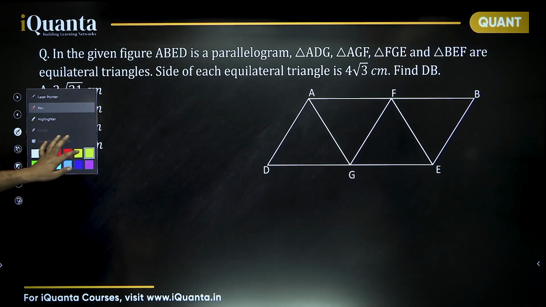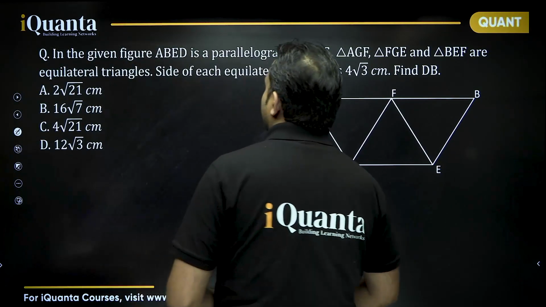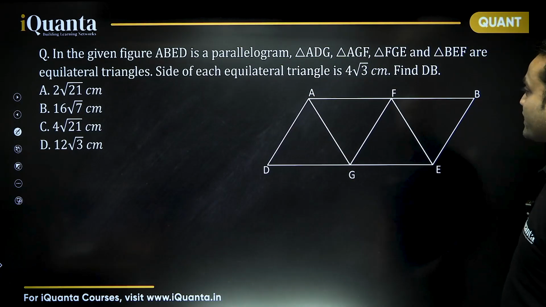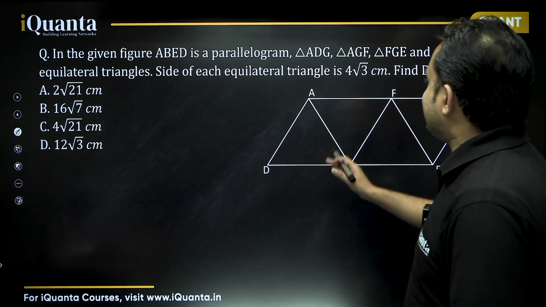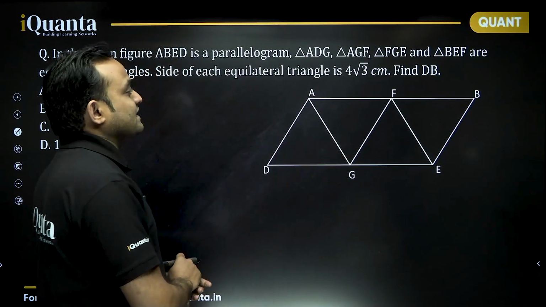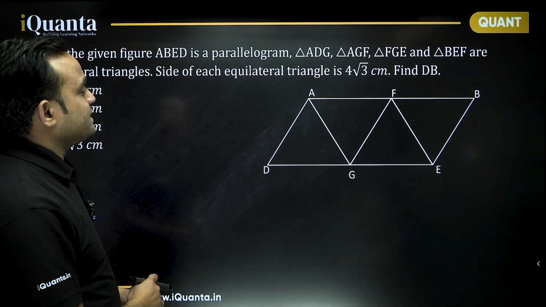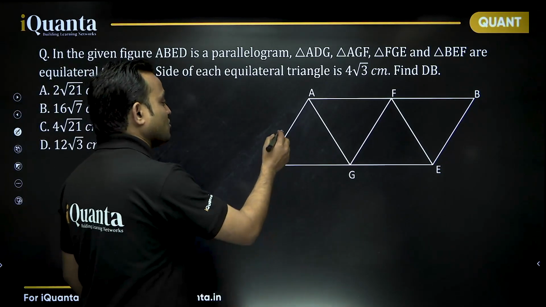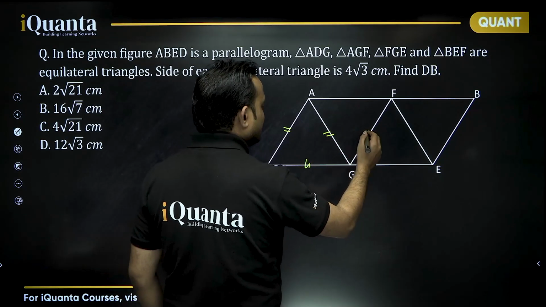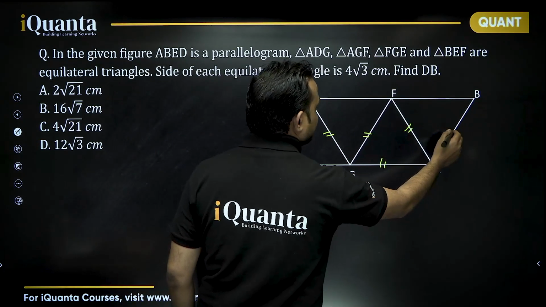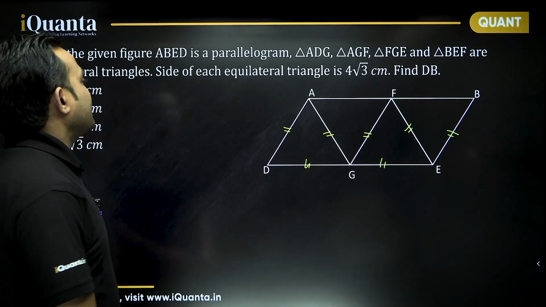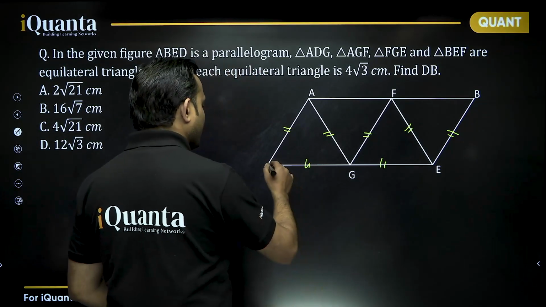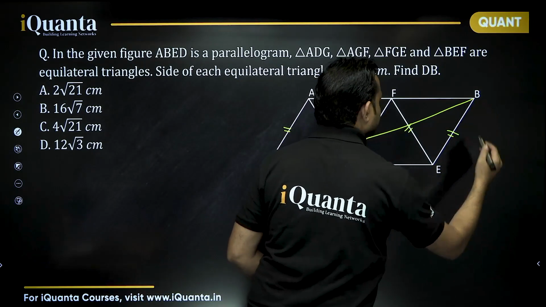Now, next question, it says in the given figure ABED is a parallelogram. Triangle ADG, triangle AGF, triangle FGE, and triangle ABF are equilateral triangles. So basically all of these lengths are equal, right? Side of each equilateral triangle is 4 root 3. Find DB. We need to find the length of DB.